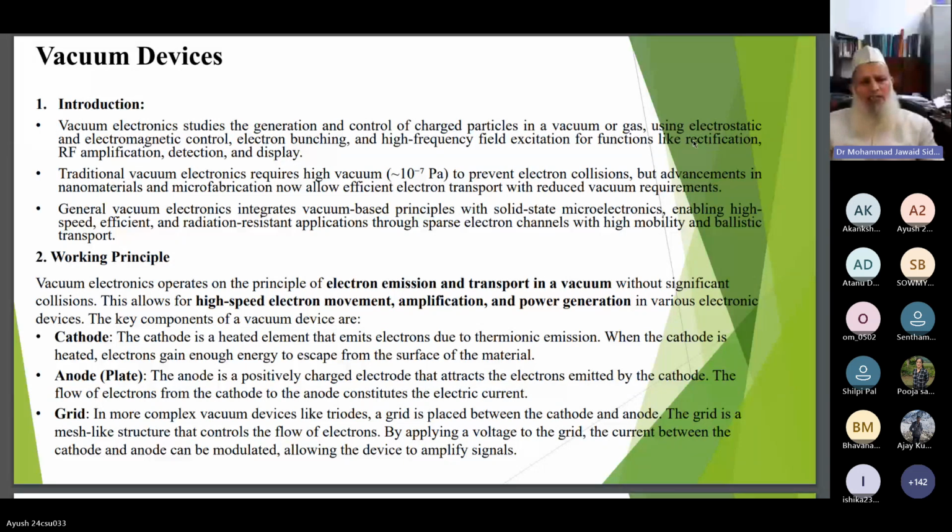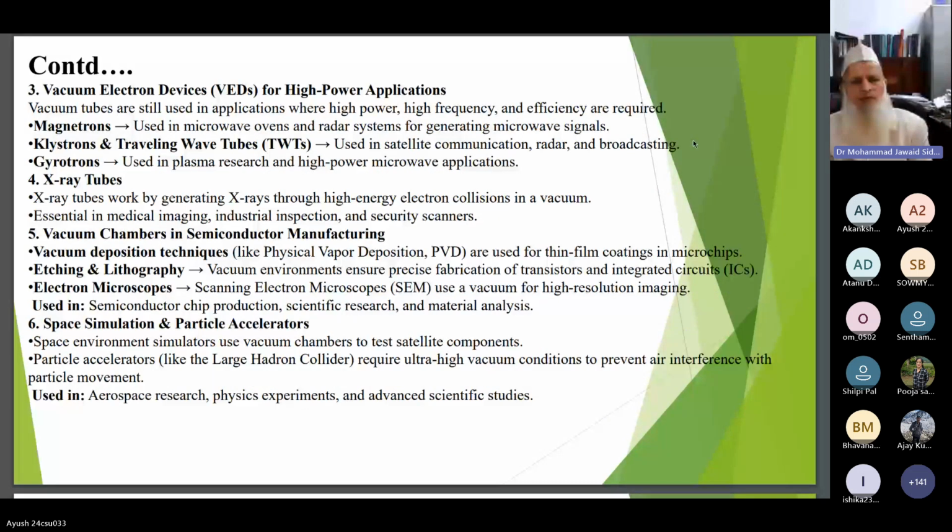So vacuum devices, briefly we will discuss the vacuum devices. Vacuum electronics studies the generation and control of charged particles in the vacuum.